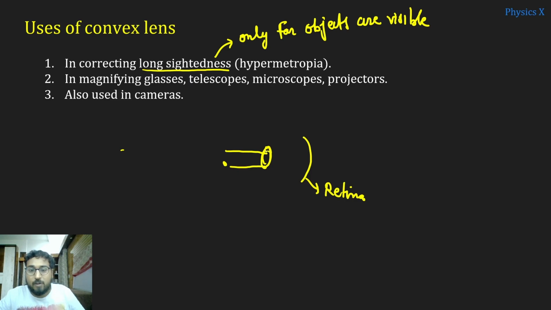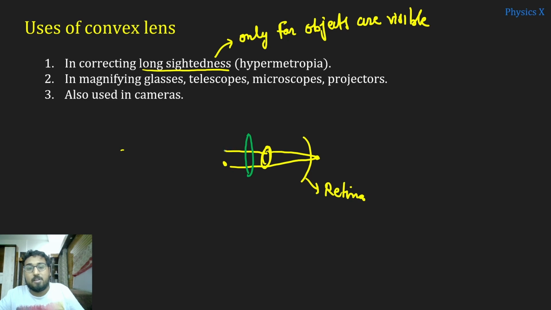This refraction, this power of lens, this natural lens of the eye isn't capable enough of converging the rays coming from a closer object onto the retina. Instead, the rays of light will be meeting somewhere here. So in order to correct this, we place a convex lens like this.